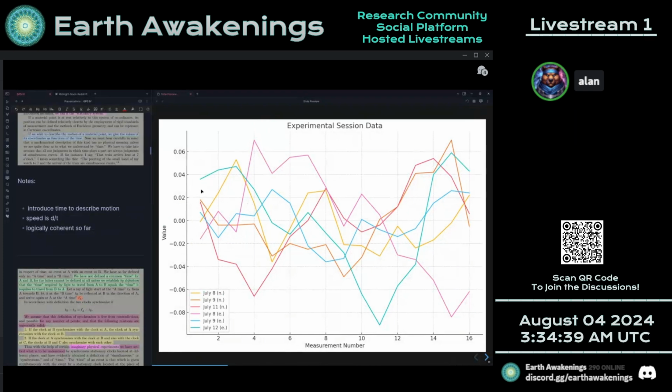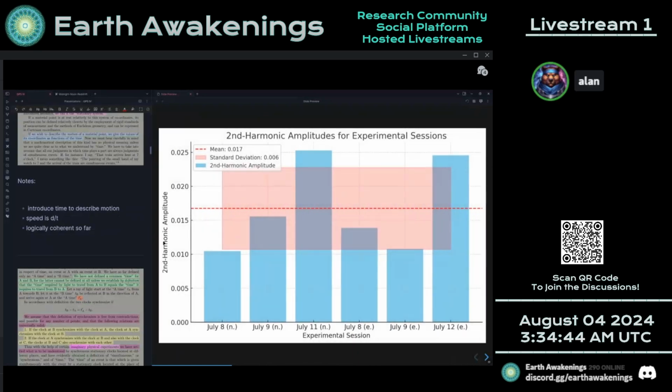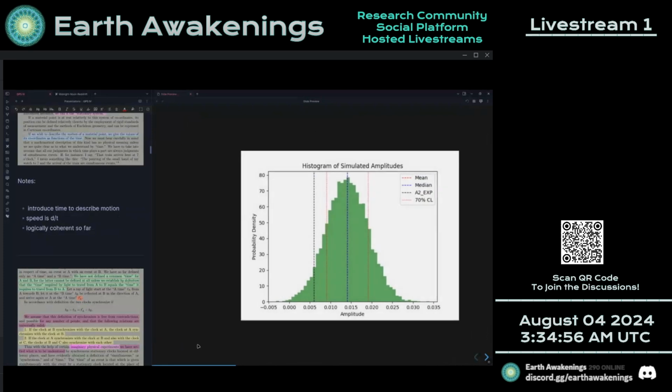This is what that data looks like plotted. You can see it nice and clean. And then we have another form of the data graphed out here. So all within statistical significance, but just not what the heliocentric model would require.